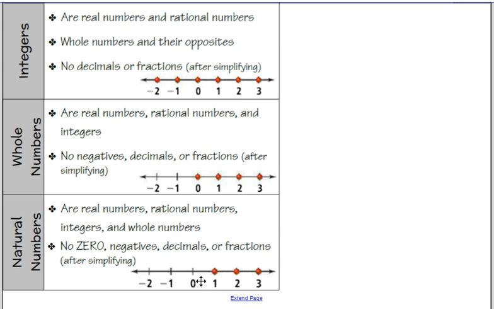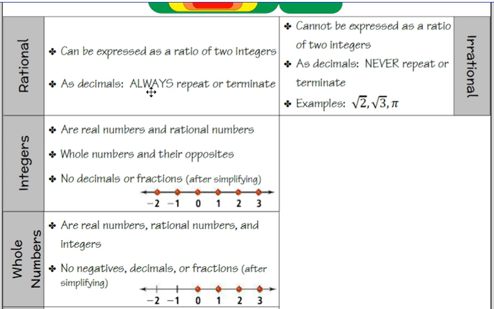So natural or counting numbers, when you start counting, you start with 1, 2, 3, 4, and so forth. When we're talking about whole numbers, we include 0. When we are talking about integers, it's our positive and negative whole numbers and their opposites. And going back up to rational numbers, that's where we include our decimals that repeat or terminate and our fractions.